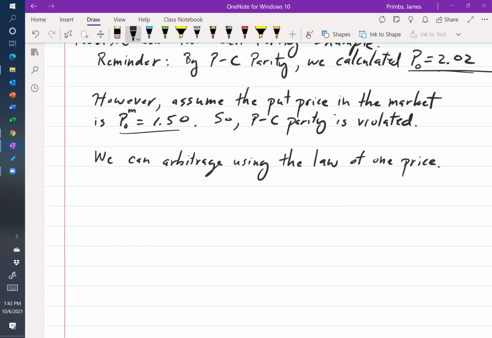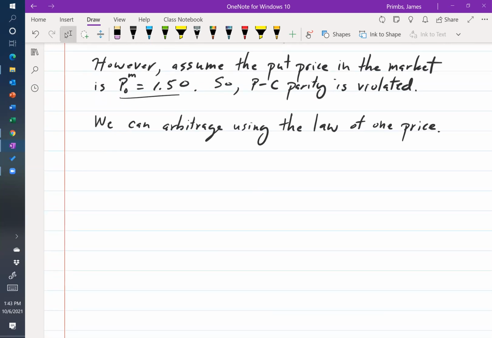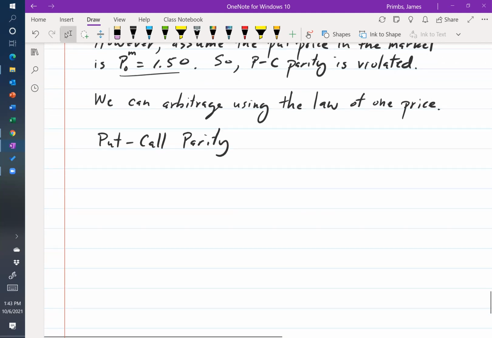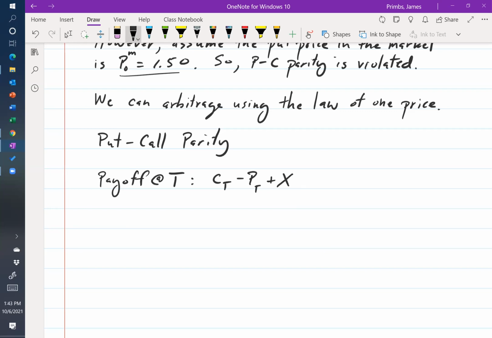Okay, so we're going to use the law of one price. And let's remember what put call parity said. So here, let's do our put call parity formula. Now remember what we did, we matched payoffs. I'm looking at the payoffs at expiration. And remember we had the following relationship. We said long a call, short a put, long a bond with face value equal to the strike was the same as the payoff of the stock.